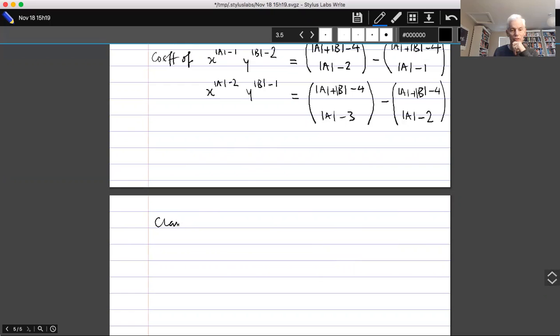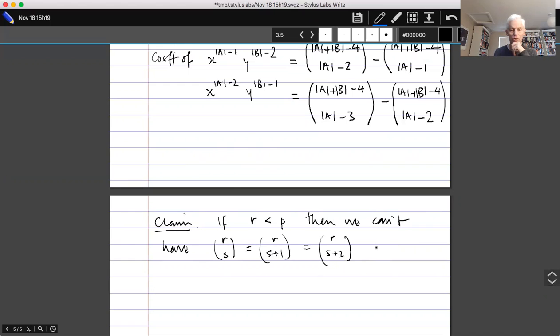Claim: if r is less than p, then we cannot have r choose s, let's say, equals r choose s plus 1 equals r choose s plus 2 mod p.